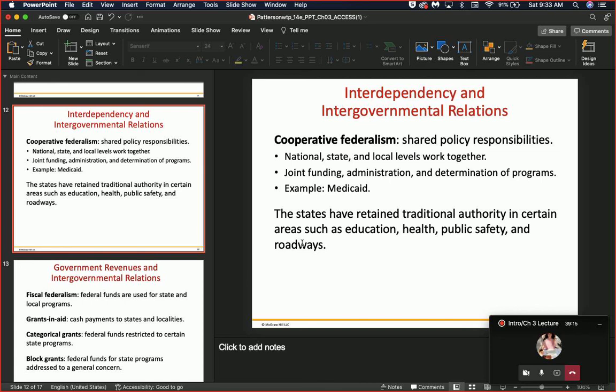So a way you can remember the roadway power, think of how long it's taken the state of Texas to finish 35. Think about that for a second.